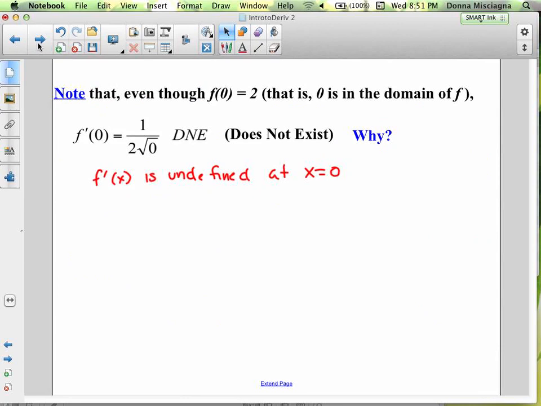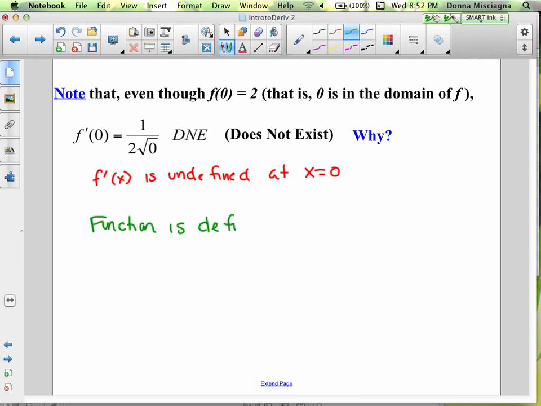So, of course, we can't plug in 0. If we plug in 0, we get 1 over 2 times the square root of 0, which does not exist. You've got 1 divided by 0. So f prime of x is undefined at x equals 0. Now look at what it says above. Note that even though f of 0 equals 2, what does that mean? It tells us that the function, because f is the function, is defined at 0.